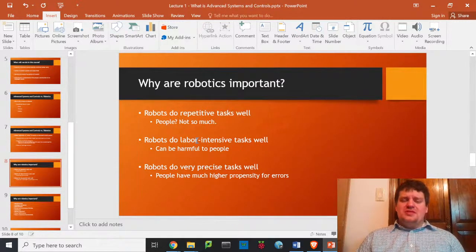Robots can do labor-intensive tasks well. If you have to pick up 50 pounds for a person, go look at the strongman guys. Those guys can pick up 50 pounds and they could probably carry it 100 yards and they'd be fine. But if you have to do that all day long, 8 hours a day, and you have to pick it up and put it back down, it is going to cause you back problems.